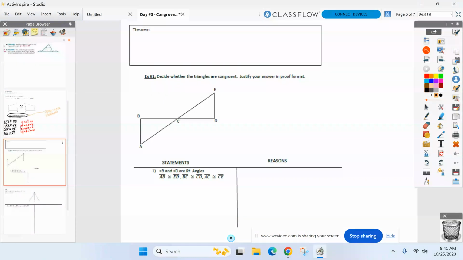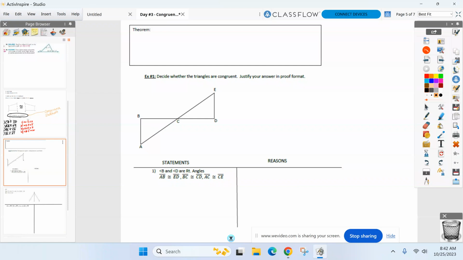Decide whether the triangles are congruent, and yes, we are going to put it in a proof. Before we do anything, don't start marking or writing anything. Let's just talk here. How are we going to show those two triangles are congruent? By showing all the angles and all the sides that match up are congruent.